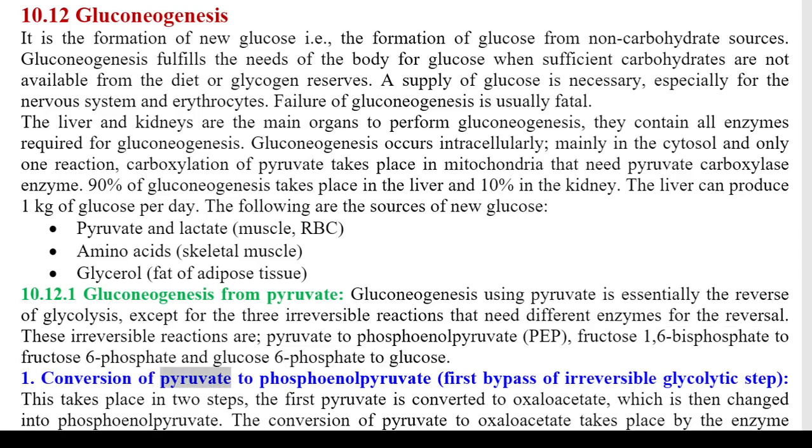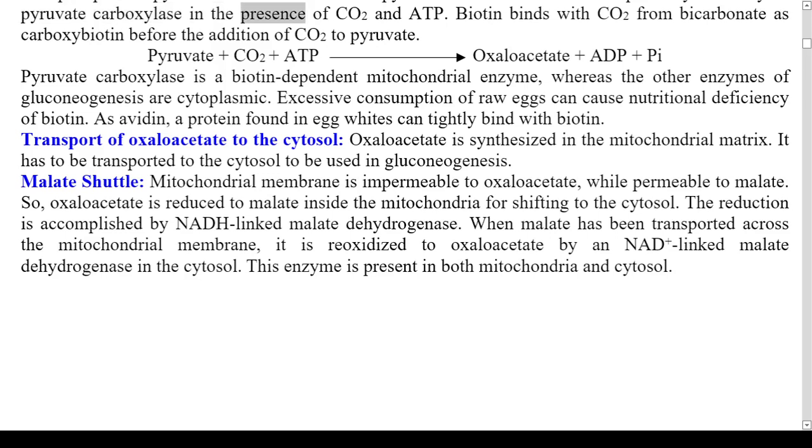1. Conversion of pyruvate to phosphoenolpyruvate. First bypass of irreversible glycolytic step. This takes place in 2 steps. First, pyruvate is converted to oxaloacetate, which is then changed into phosphoenolpyruvate. The conversion of pyruvate to oxaloacetate takes place by the enzyme pyruvate carboxylase in the presence of CO2 and ATP. Biotin binds with CO2 from bicarbonate as carboxybiotin before the addition of CO2 to pyruvate. Pyruvate plus CO2 plus ATP, oxaloacetate plus ADP plus Pi.